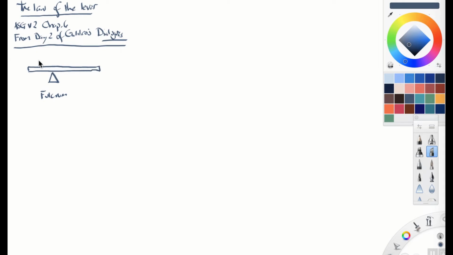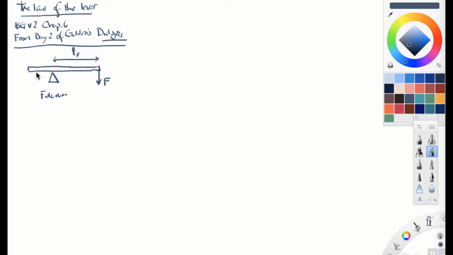Okay? So let's suppose you apply a force to this end. Maybe a person sits on this end, or you put a block or something on this end, and you put another block or a weight or something on this end. And so you have a downward force on this end. And it is at a distance from here to here. We'll call it the length that the force is being applied from the fulcrum.